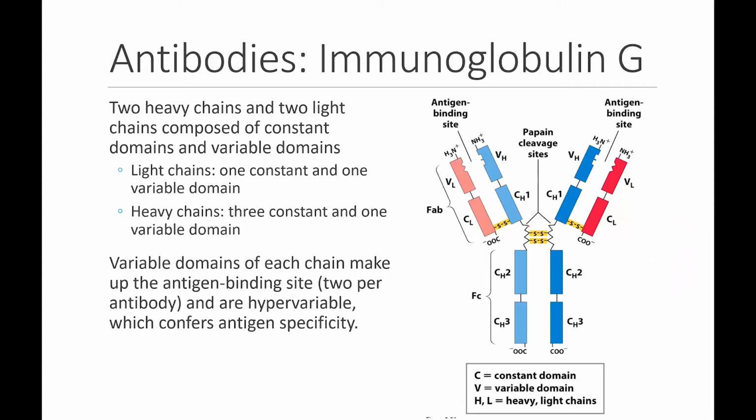Now, these subunits are generally broken up into two areas called the light chains and the heavy chains. There are two heavy chains and two light chains, and they are generally composed of an area that is constant, the constant domain, and a variable domain. You can see the light chains have a constant area and a variable area, and the heavy chain has 3 constant areas and 1 variable area.